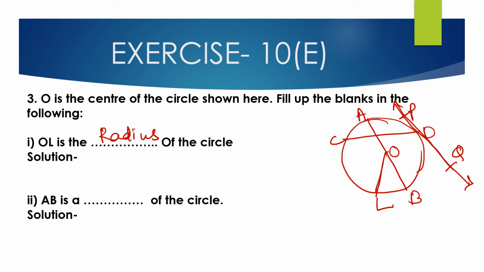Second bit: AB is a dash of the circle. AB is twice the radius. OA and OB are the radii, so AB is 2 times OA and 2 times OB. So AB is a diameter of the circle, and diameter is the longest chord of a circle.